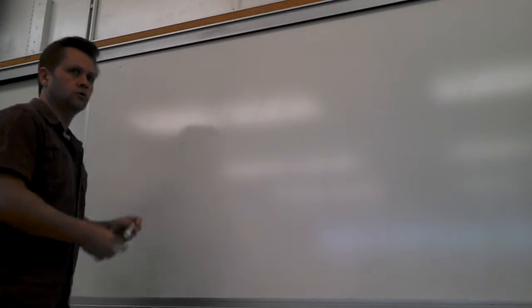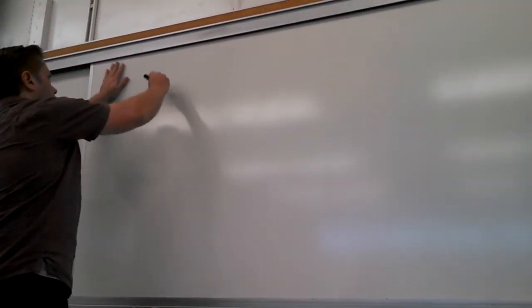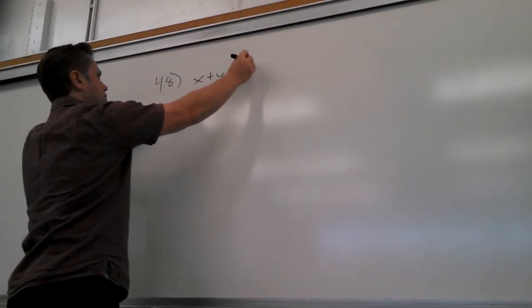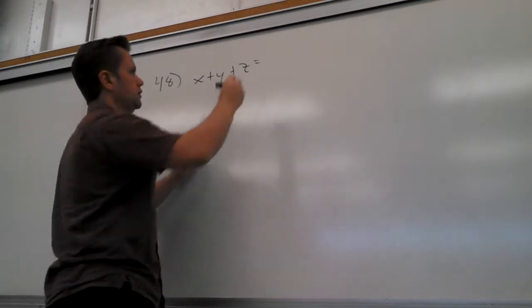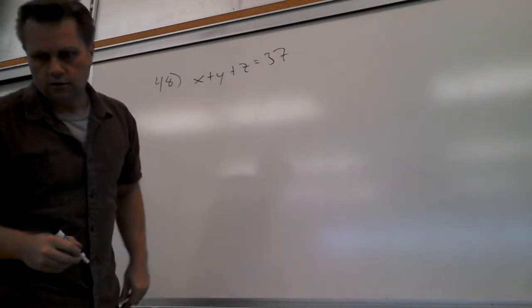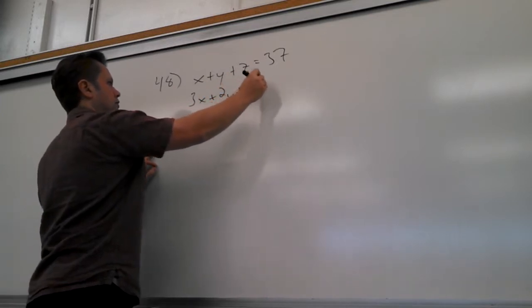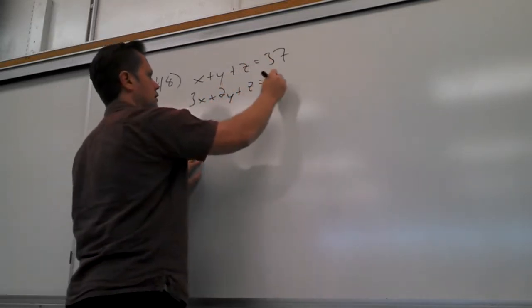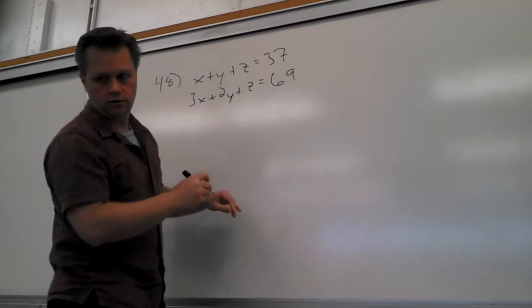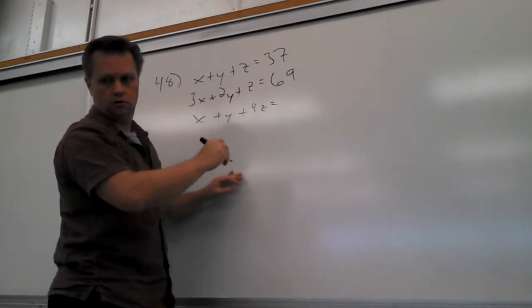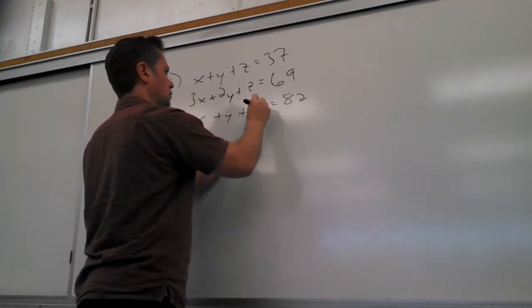So where did you run into trouble? It was like in solving it. I don't know if I did it right, because at one point I just got 0 equals 0 for something. All right, so give me the equations that you got. One equation is x plus y plus z equals 37. 3x plus... Yeah, 3 of these plus 2 of these plus 1 of these is 69. And then x plus y plus 4z equals 82. So I think it's just in solving it.